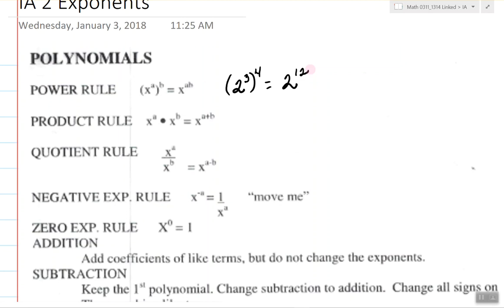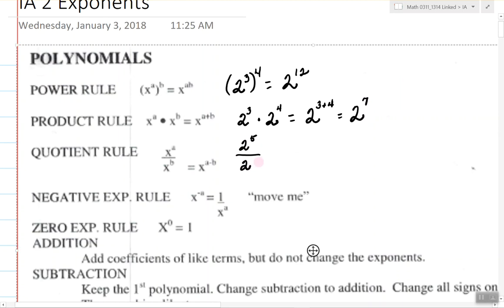Next is the product rule. If you have the product of a base to a power times the same base to any power, then to find that product, you add the exponents, and in this case I would get to the seventh. The quotient rule is the inverse of this. If you have a base to a power divided by the same base to a power, then you keep the base and you subtract the exponents.